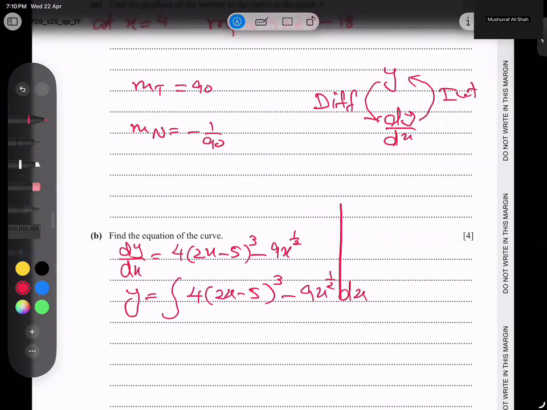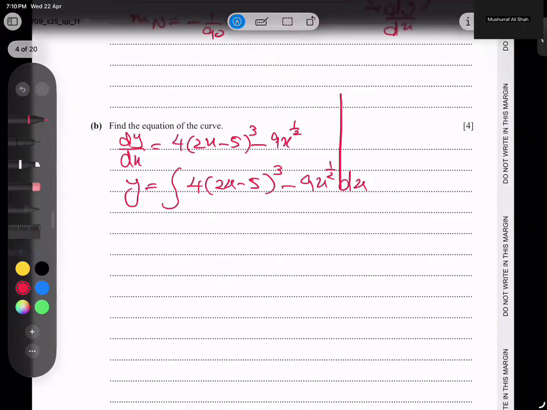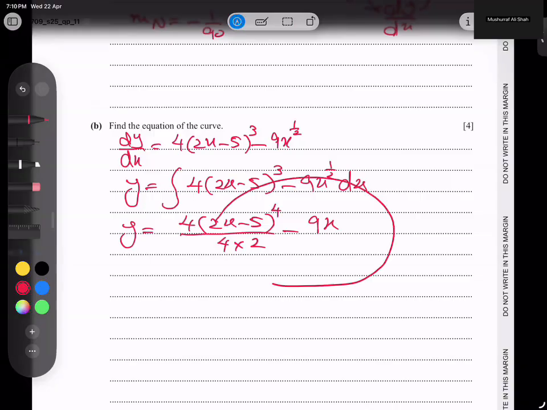Okay, what's the way of integration? It is very clear: increase the power by 1. So we get (2x minus 5) to the power 4 over 4. And here, don't miss this 2, the derivative of the base. So 5 becomes 0 and 2x becomes 2, so there's a 2 that comes from there. Increase the power by 1, divide by the same, and plus c.